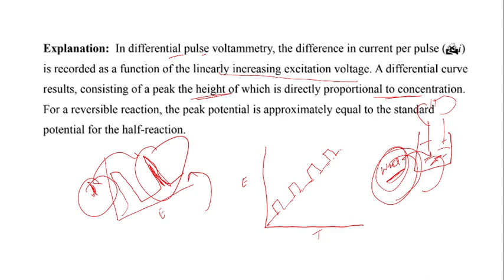For a reversible reaction, the peak potential is approximately equal to the standard potential for the half reaction. So here you can measure the standard potential for the half reaction, whatever half reaction like Ag plus to Ag. If you are going to measure the reaction potential of this thing, you can measure it by this differential pulse voltammetry.